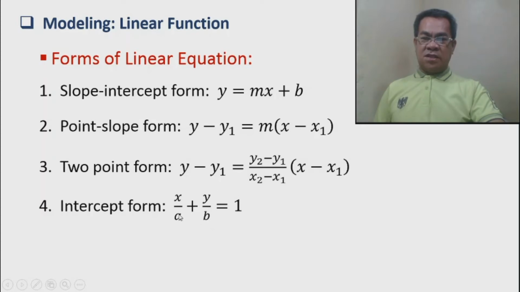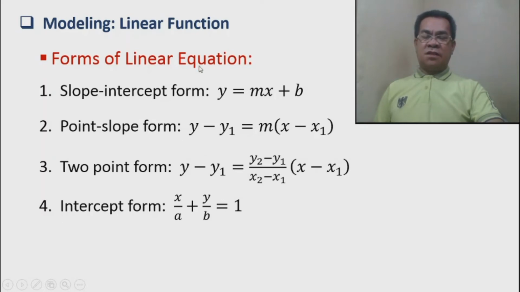So this is the intersection of the graph at the x-axis is a, and at the y-axis is b. So this is the x and y intercept actually. We call this the intercept form. So the formula should be x over a plus y over b is equal to 1. This is always 1. So what's the use of this?